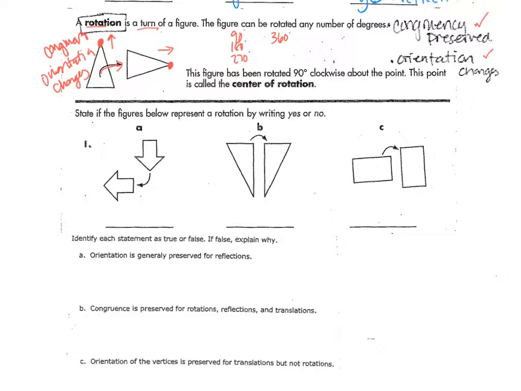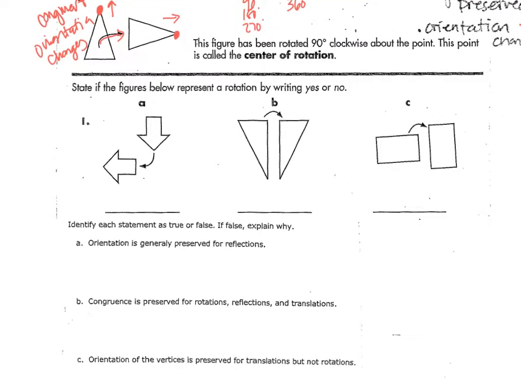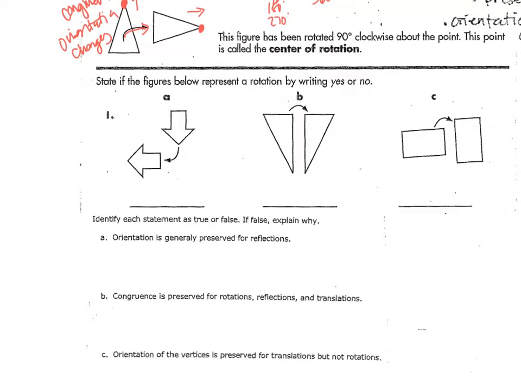So down here at the bottom, the figures below represent a rotation by writing yes or no. And number 1, we're going to say yes. It's a rotation. It turned. So is the congruency preserved? Is it the same size? Yes. Congruent. I'm just going to abbreviate it. And does the orientation change? Yes or no? Yes. Because our arrow was pointing down. Now it's pointing to the left. It's congruent, and the orientation changes.